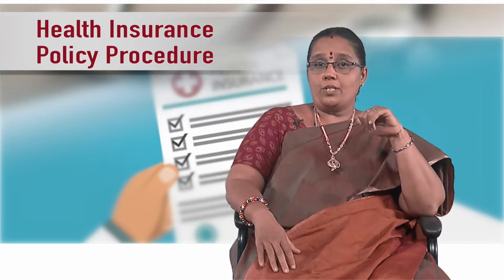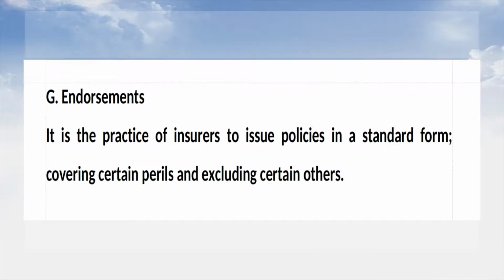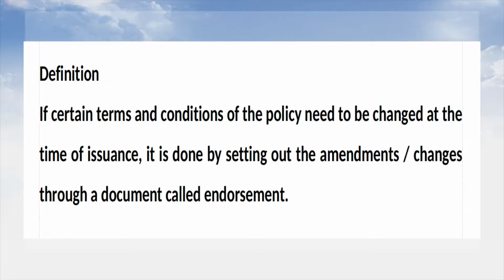The next one which we are going to see here is endorsements. What do you mean by endorsements here? It is the practice of the insurers to issue policies in a standard form. They have a standard form covering certain perils and excluding certain others. We will learn the definition first. If certain terms and conditions of the policy need to be changed, at the time of issuance, it is done by setting out the amendments or changes through a document called endorsement.